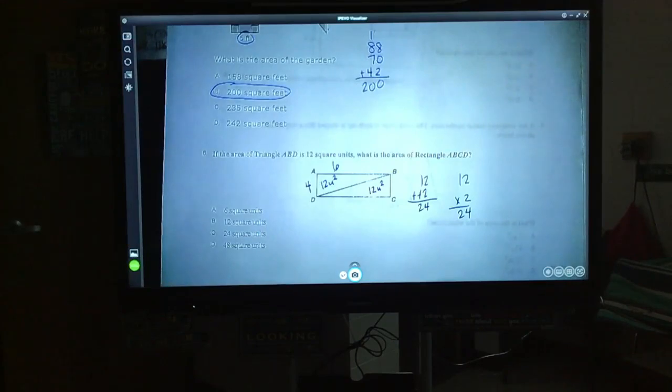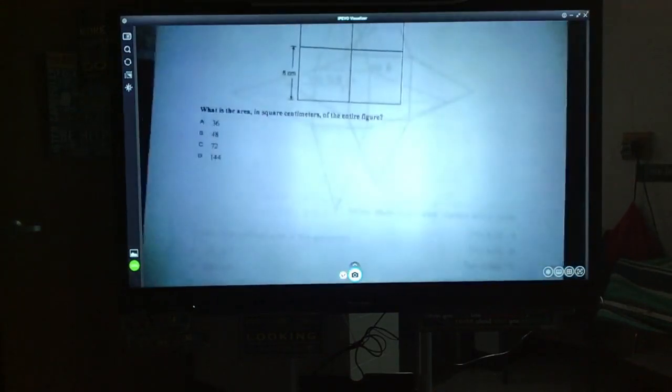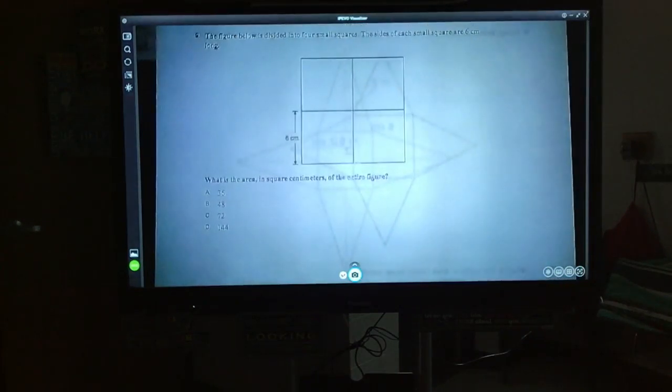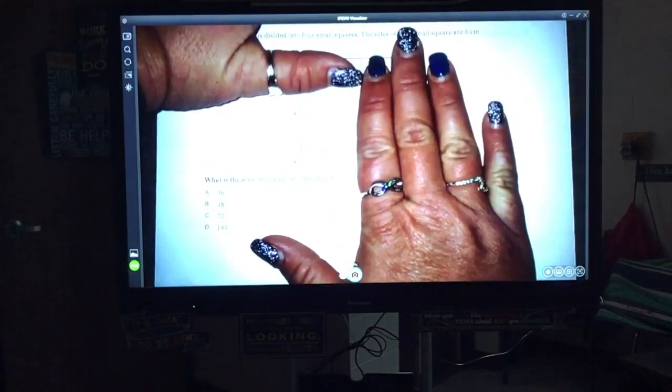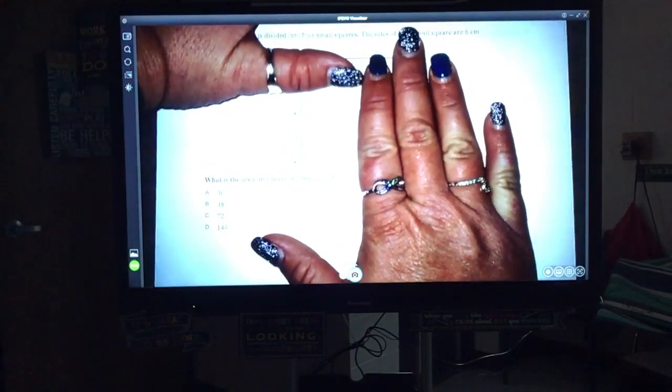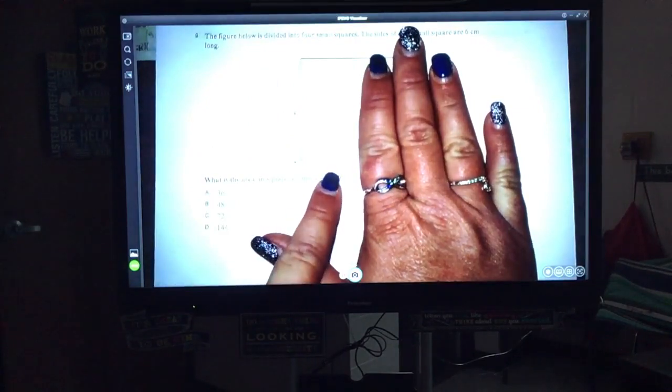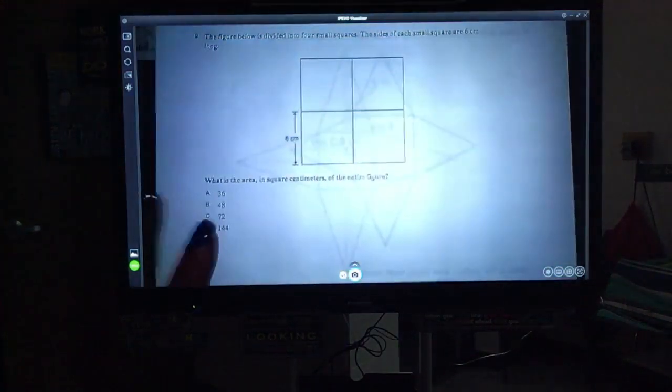All right, let's look at this one. The figure below is divided into 4 small squares. The sides of each small square are 6 centimeters long. What is the area in square centimeters of the entire figure? Well, again, if we cover up and we know that it's a square, this side is 6, so what do we know about this side? It's also going to be 6.